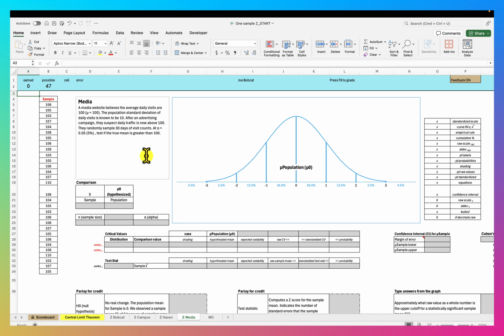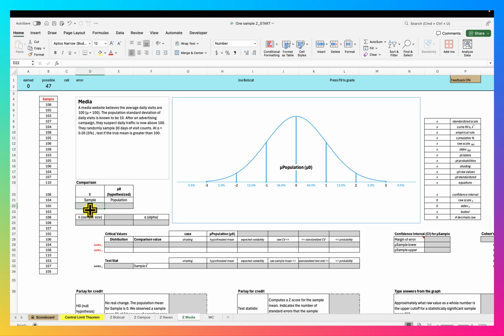So a media website believes the average daily visits are 100. Mu equals 100. The population standard deviation of daily visits is known to be 10. So sigma is 10. After an advertising campaign, they suspect daily traffic is now above 100. They randomly sample 30 days of visit counts at alpha equals 0.05 or 5%, to test if the true mean is greater than 100. In other words, has the advertising campaign worked?